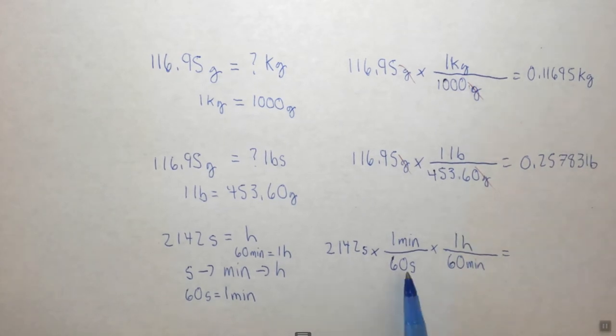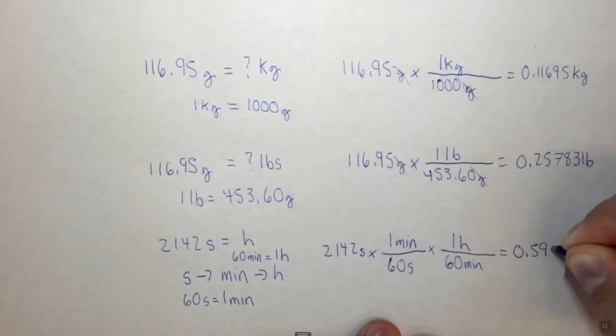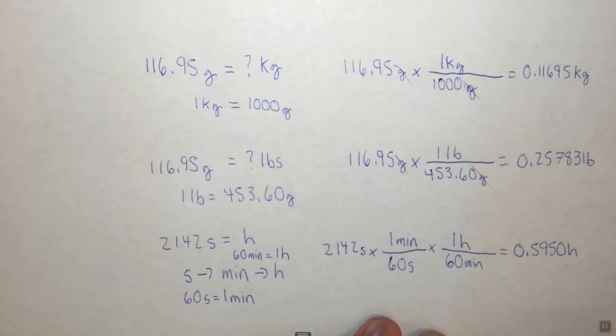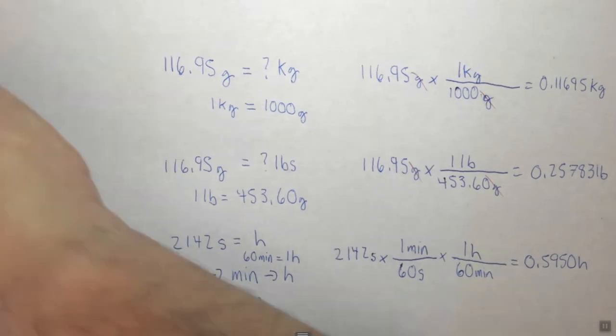And again, these are exact equalities. So this is an exact number. It's not a measurement. It's just a definition. 1 minute equals 60 seconds. So said another way, this is 4 sig figs. So our answer should be 4 sig figs. And we get 0.5950 hours. Multiply by the top, divide by the bottom, multiply by the top, divide by the bottom.